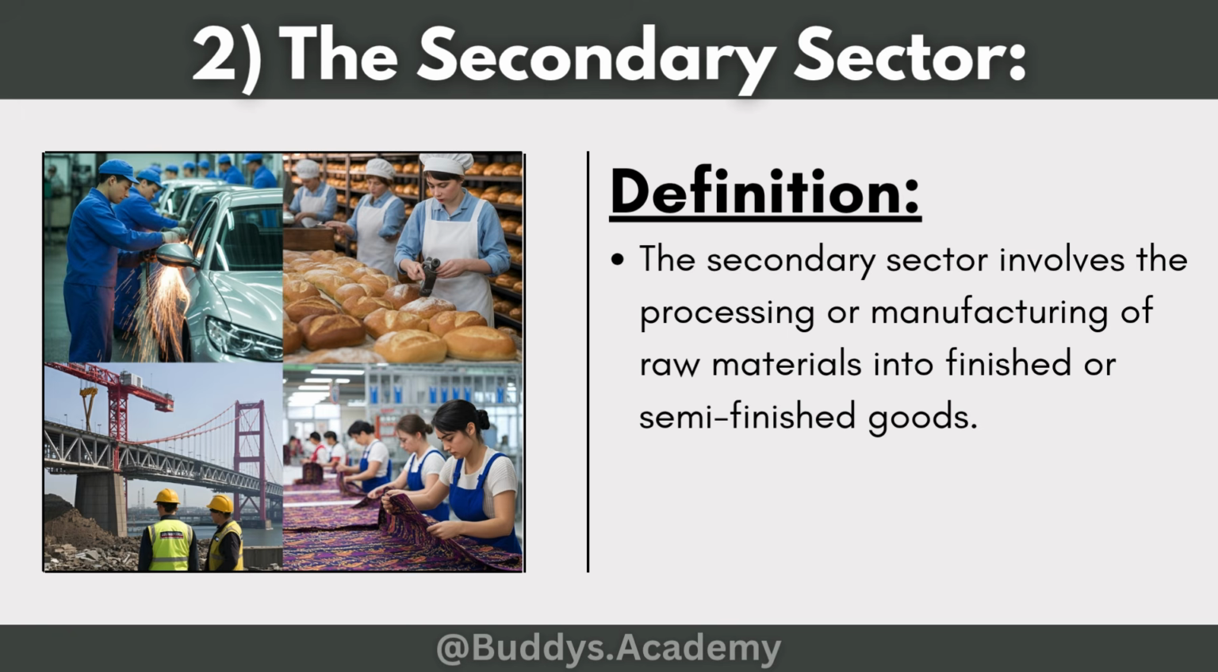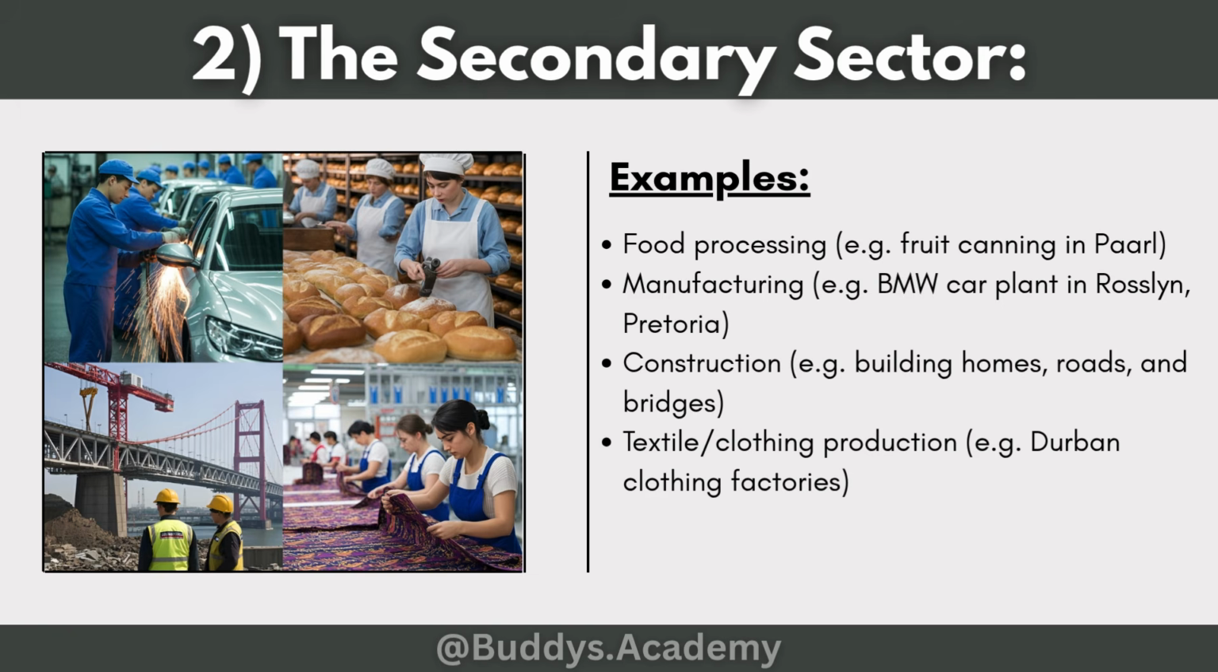So what is the secondary sector? The secondary sector involves the processing or manufacturing of raw materials into finished or semi-finished goods. Now, if you remember, the primary sector was all about extracting and removing these raw materials. Now, the secondary sector is going to take it one step up. They're now going to take these raw materials and they are going to process or manufacture it into finished or semi-finished goods.